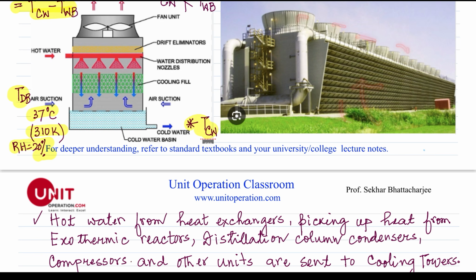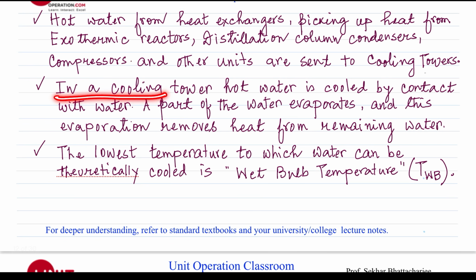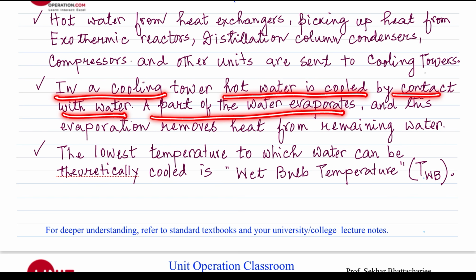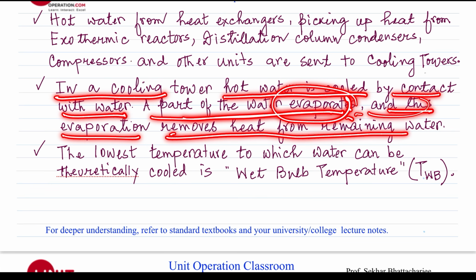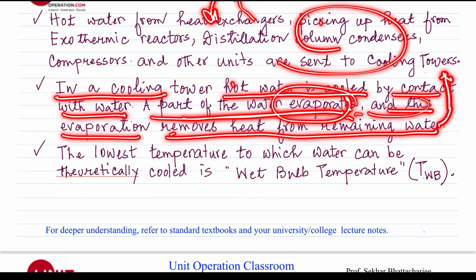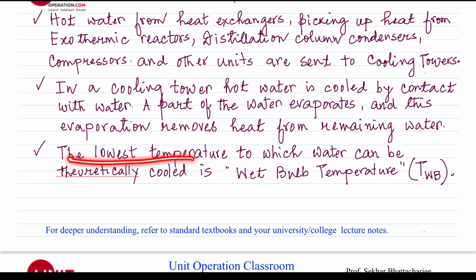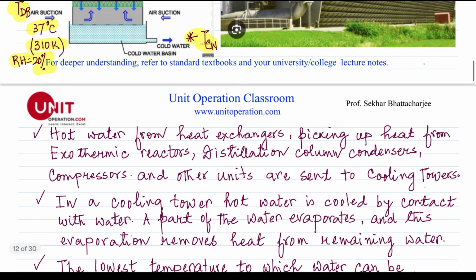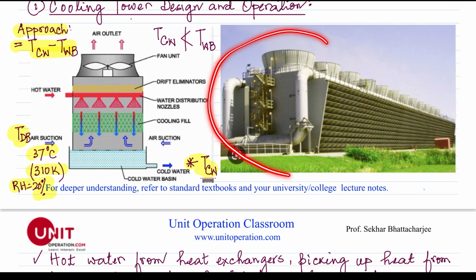And what happens is that in a cooling tower, hot water is cooled by contact with air. A part of the water evaporates, and as this evaporates, of course, it has to take the latent heat, and it takes the latent heat from the rest of the water, and therefore the rest of the water becomes cooled. And this is then again sent back to the process units or the heat exchangers for picking up heat. The lowest temperature to which the water can be theoretically cooled, of course, is called the wet bulb temperature. So this is an industrial cooling tower.